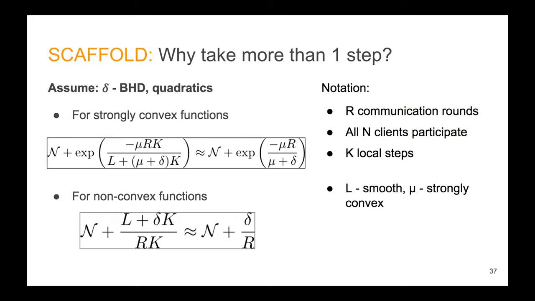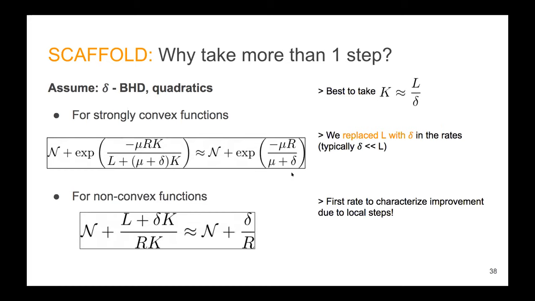In case you have quadratics which satisfy this bounded Hessian difference bound, then we can get a slightly stronger convergence rate, which for strongly convex functions looks like this, and for non-convex functions looks like that. Roughly speaking, what is happening is that the dependence on the smoothness parameter L has been replaced by the same dependence on delta. So we get a faster convergence rate, and it also tells you that you should take at least L over delta local steps. All these convergence rates are for the case when you take L over delta local steps, and then you actually get faster convergence with the SCAFFOLD method than SGD.